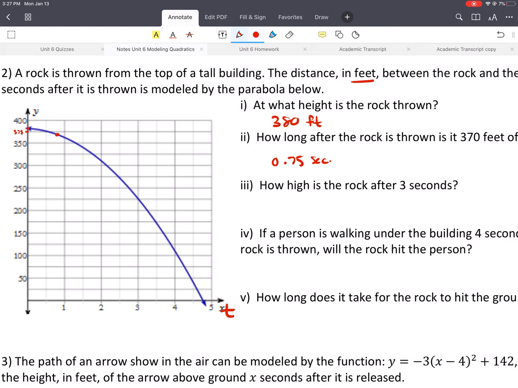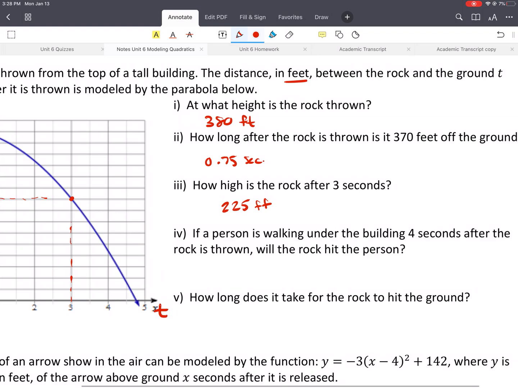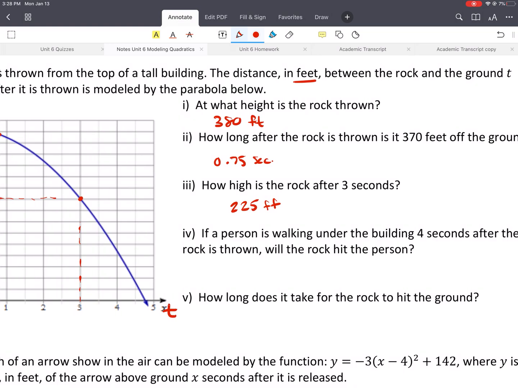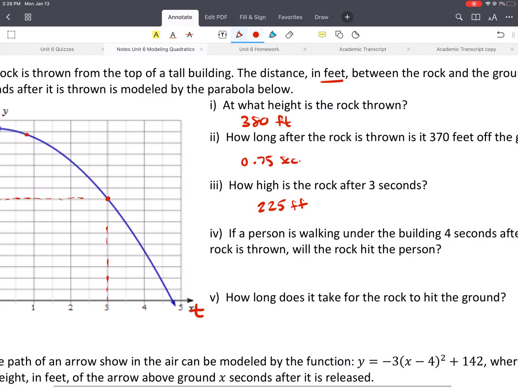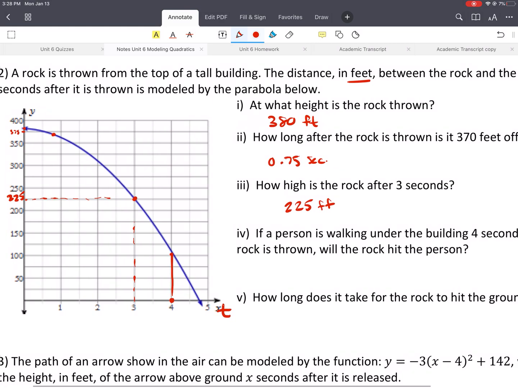How high is the rock after 3 seconds? So 3 seconds is right here. So the height would be 225. Okay, at 225 feet. If a person is walking under the building 4 seconds after the rock is thrown, will the rock hit the person? So at exactly 4 seconds, the rock would be about 100 feet above him. So I would say no, as long as he's not just standing there. If he keeps walking, then he'd probably be fine.